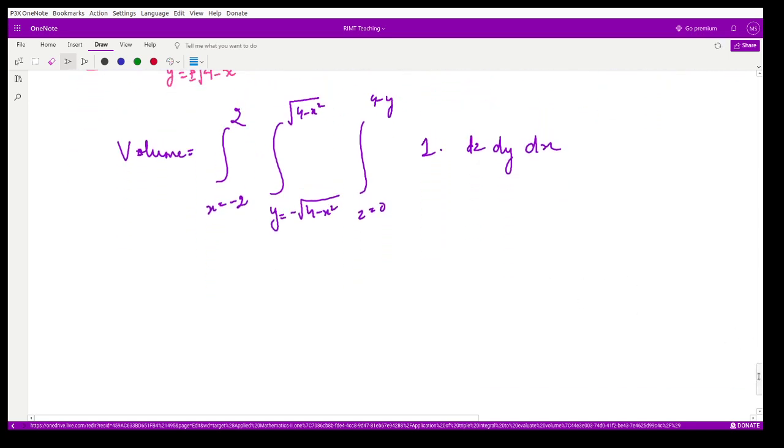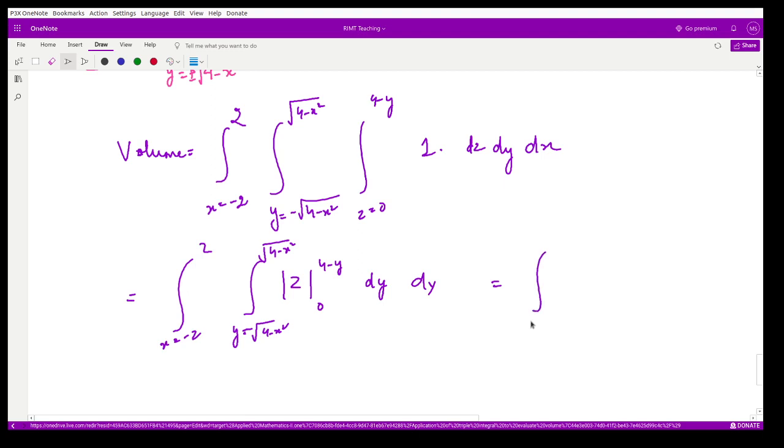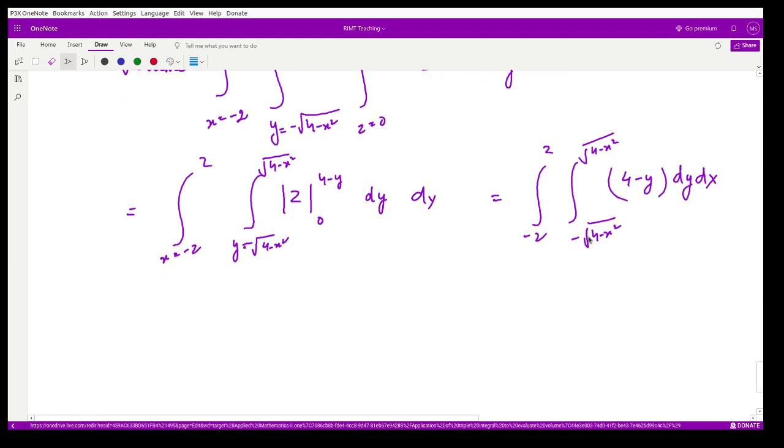So let's perform this integration. This thing becomes equal to z, and the limits of z are 0 to 4 minus y. The integration with respect to y and x would be as such. So this quantity becomes the integral from minus 2 to 2, minus square root 4 minus x square to square root 4 minus x square, of 4 minus y dy dx. So now what is this quantity? Here we have to perform the integration with respect to y.